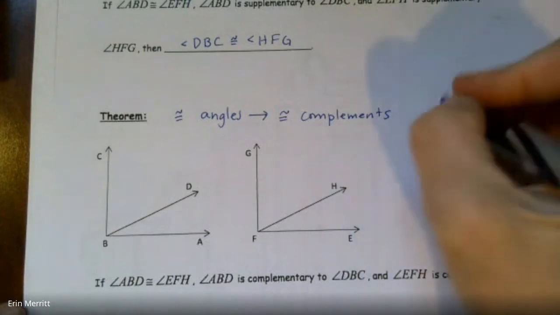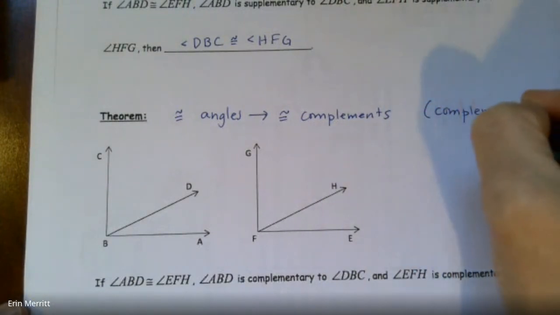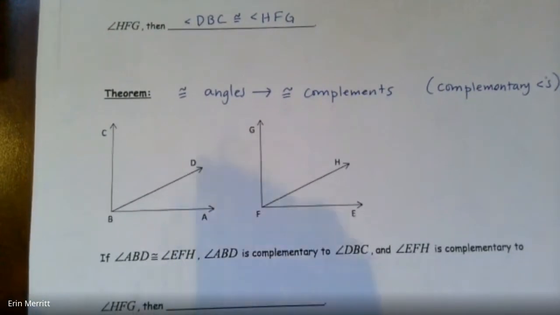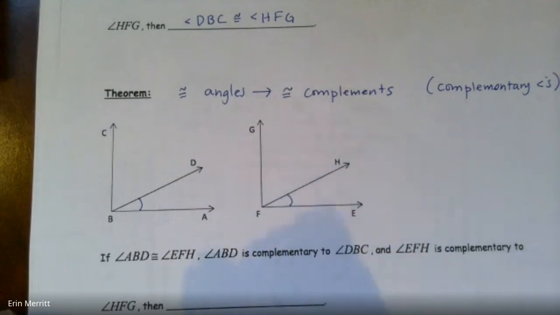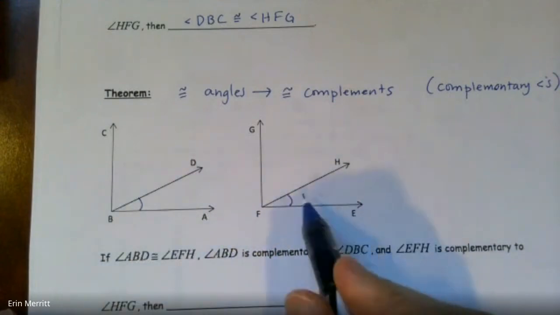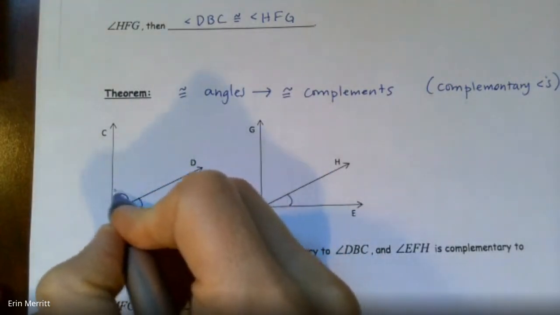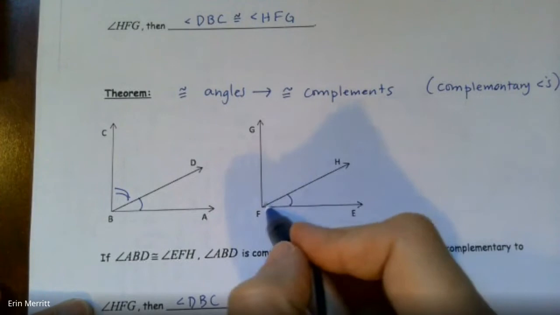Now you can say congruent complementary angles if you prefer, but congruent complements is fine. And I'll put that in parentheses. So you could say congruent complementary angles would be your other option. All right. So with this, they're telling you ABD, this guy is congruent to EFH. And then these ones are complementary, those are complementary. And therefore, we could finish out by saying that angle DBC is congruent to angle HFG.